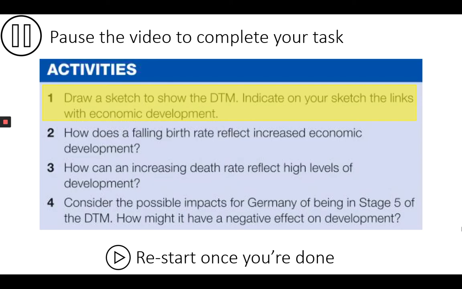Right, let's have a go at applying this content to some activities. First off, activity 1. This is where you'll need that pencil and ruler that I mentioned earlier. Really take your time on this, as it's very, very important to get the diagram correct, and you must link the 5 stages with economic development, i.e. not very well developed, extremely well developed, and so on. Pause the video to copy down the question, and let's see how you get on.